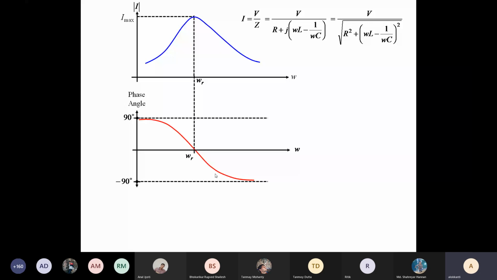And exactly at omega r, there is no phase angle because it is a purely resistive circuit.